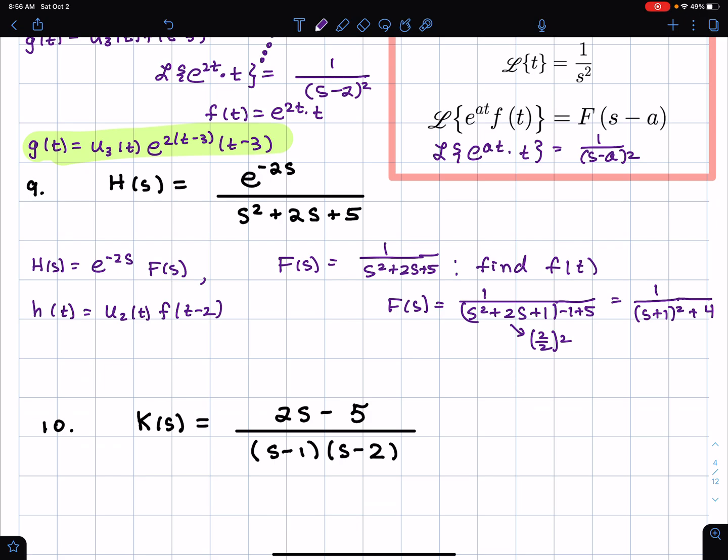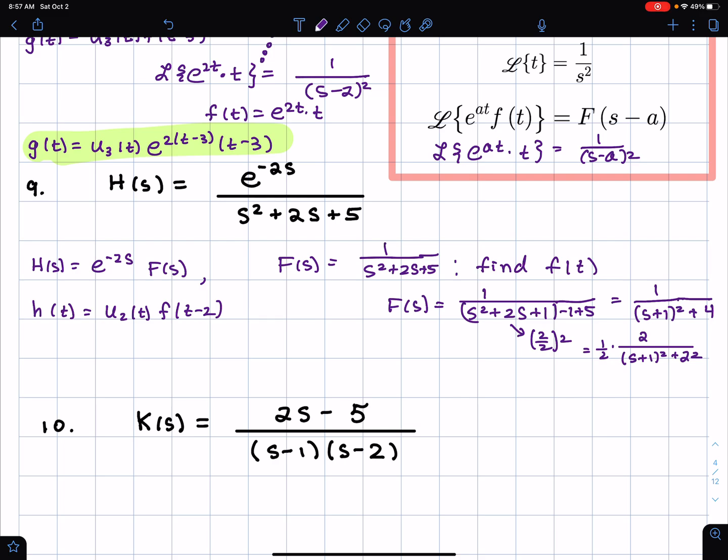Okay, so maybe even better would be to write this as s plus 1 squared plus 2 squared. And then what I do is in the numerator, I multiply by 2 in the numerator, and then I divide by 2. Why am I going to do that?